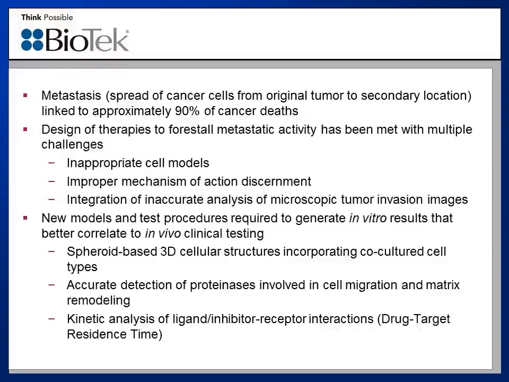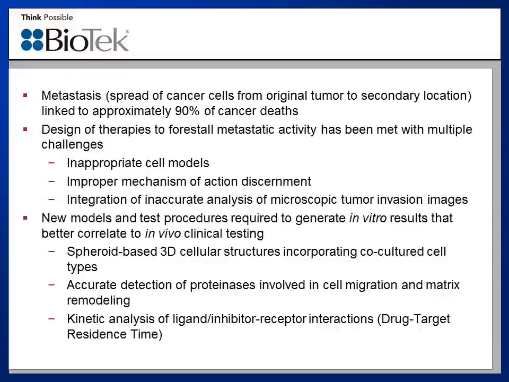However, the development of therapies designed to forestall the metastatic activity of tumors has been met with multiple challenges. These include the incorporation of inappropriate tumor cell models, such as but not limited to single cancer cell lines plated on the bottom of a microplate in a two-dimensional or 2D format, mechanism of action determinations which do not include relevant analysis procedures, and inaccurate tracking and quantification of microscopic tumor invasion.